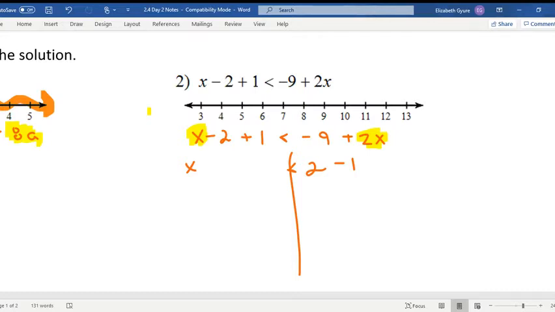All right. And then we're on the other side now. We got our negative 9. It's just going to stay there. And then what should happen with our 2x? It goes to the other side and becomes negative. Good. Now combine those like terms.